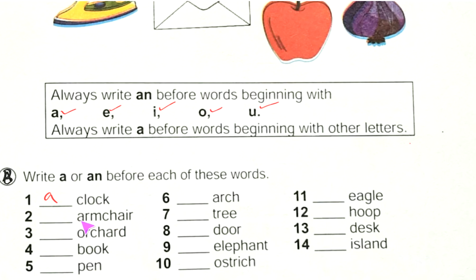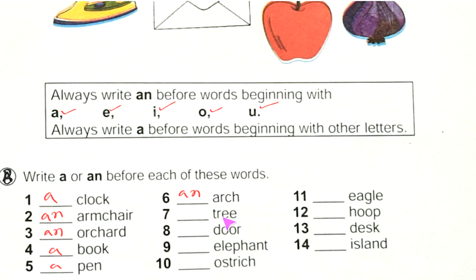Armchair, yes, armchair has started with A. If you find the word has started with this letter, then we will put an. Orchard has started with O, so we will put here an. Book, book there is no vowel, means not A, E, I, O, U, so we will put here a. Pen has started with P, not with A, E, I, O, U, so we will put a. Arc, here it is started with what? A, so here will be an.